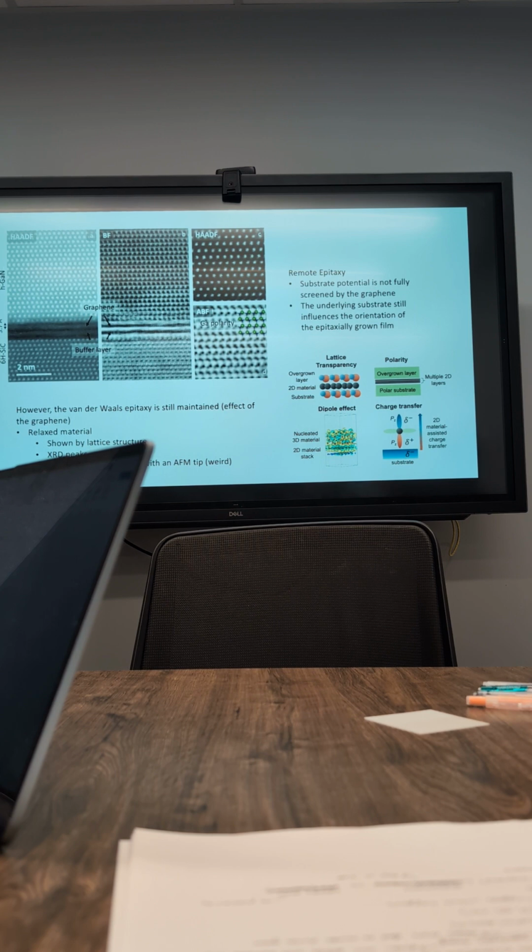But this is silicon carbide, their substrate. So they take silicon carbide, it's got carbon on the top, they heat it up, and it makes really good epigraphene.